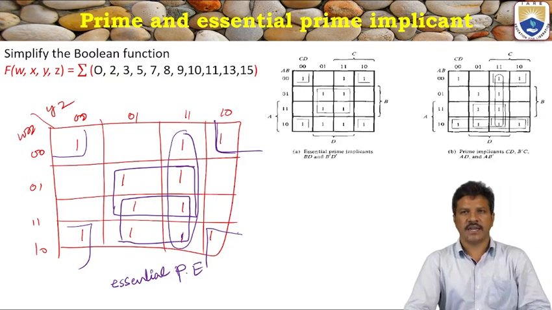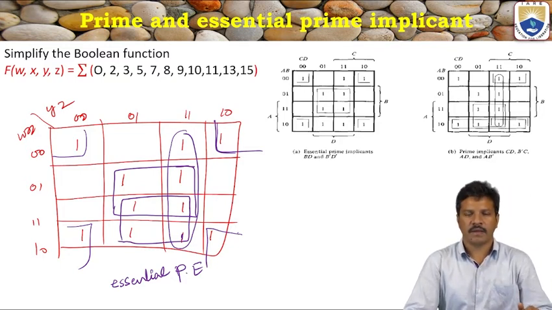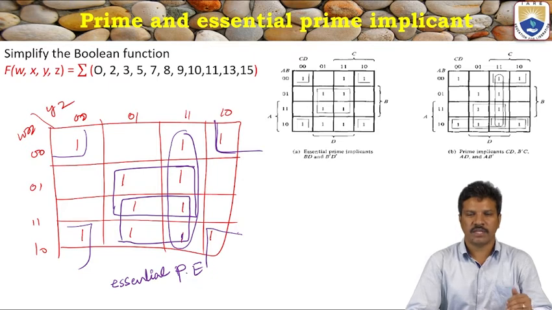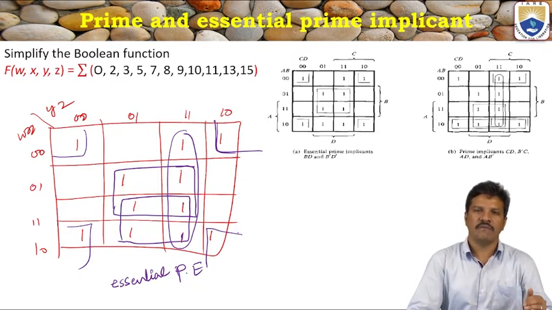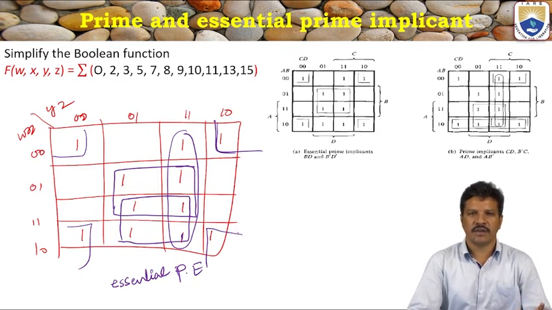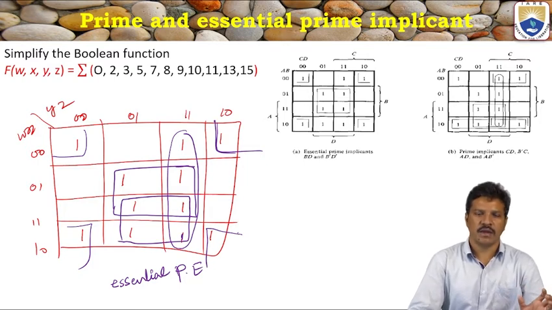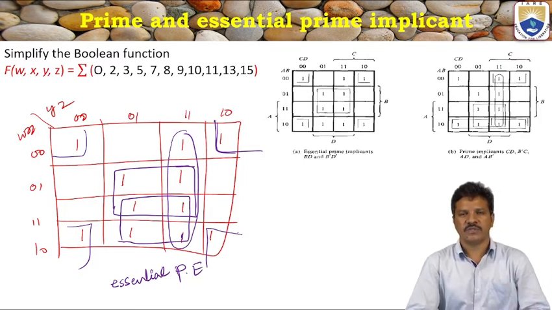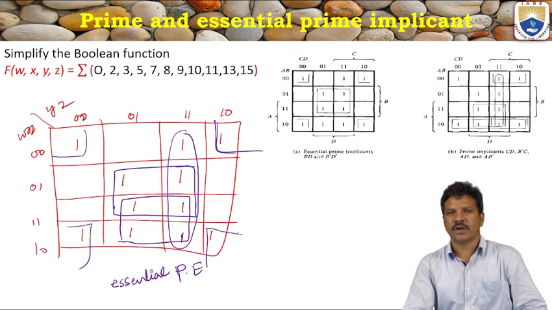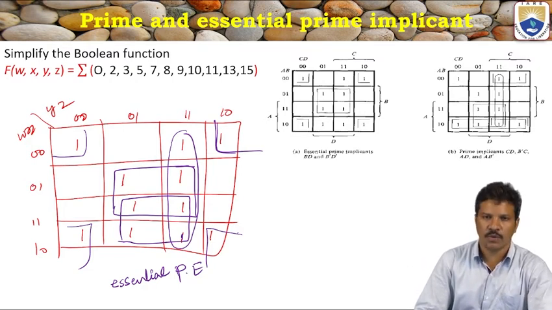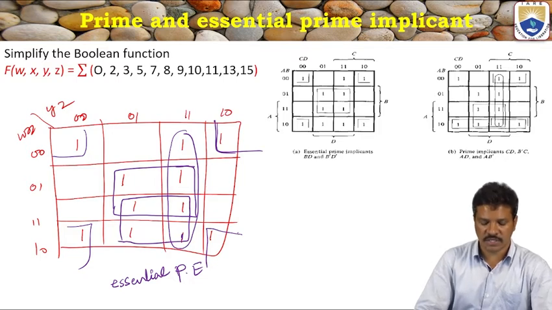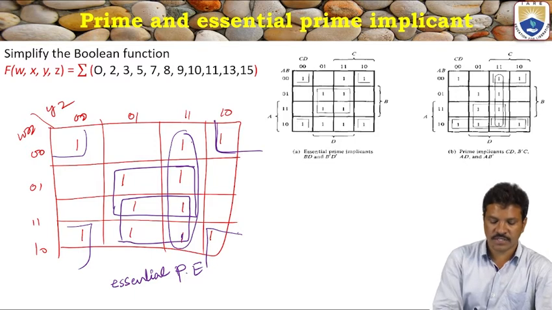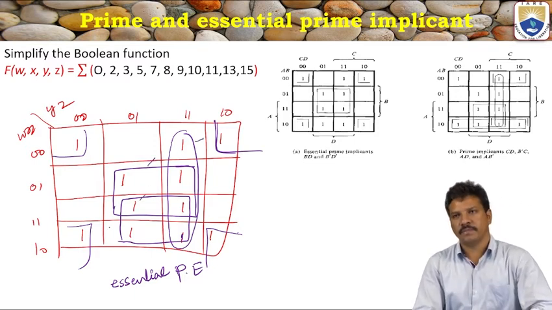As I said earlier, while performing the simplification process in the K-map, there are many ways to minimize the Boolean function. The user can choose which way to prefer, but follow the rules to pick up the pair, quad, 8 ones and 16 ones. These are called prime implicants.